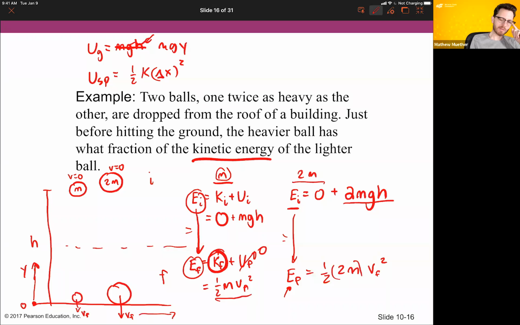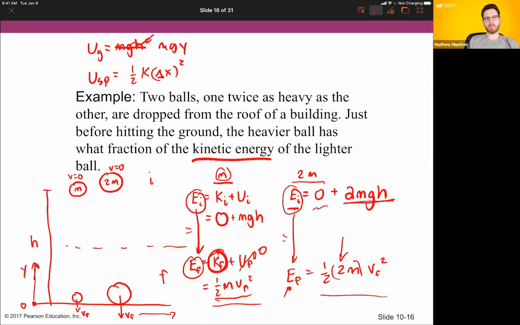I can just argue that since the object that's twice as massive had twice the amount of initial system energy, and none of it was kinetic energy, by the time all that gets transformed into kinetic energy, the object has to have twice the kinetic energy. And I can see that explicitly from the functional form: the heavier object on the right has to have twice the kinetic energy because of the extra mass here.